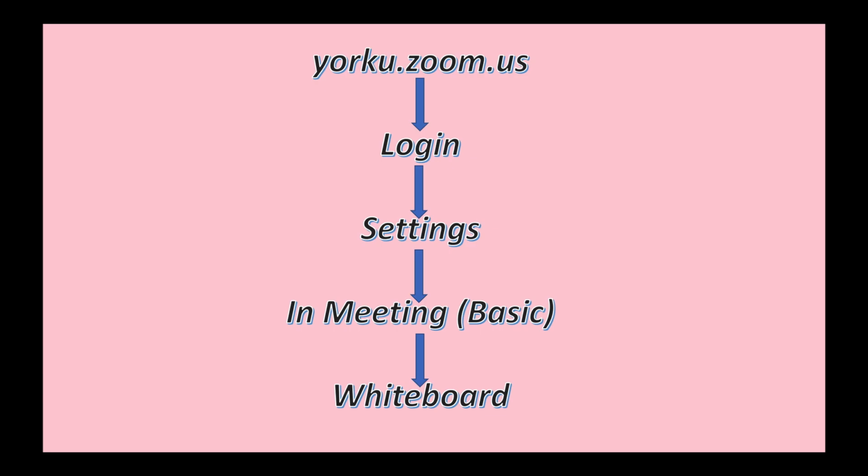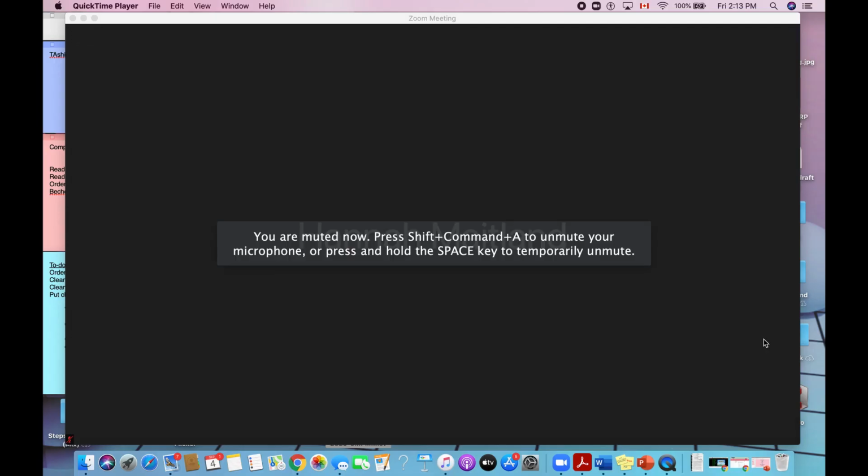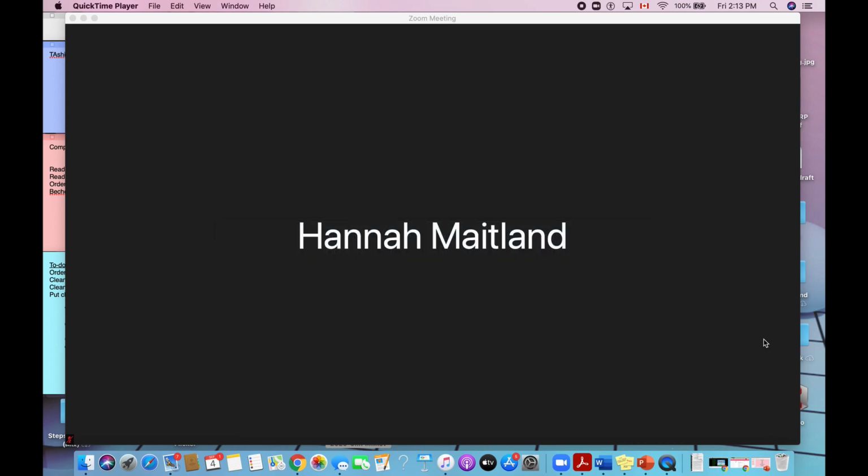So now that you have the pre-steps down, let's look at the whiteboard in a Zoom meeting. I've queued up a Zoom meeting here, and I'm muted, as you can see. What I'm going to do is show you how to use the whiteboard. But before we do that, I'm going to invite myself on a separate account to this meeting.